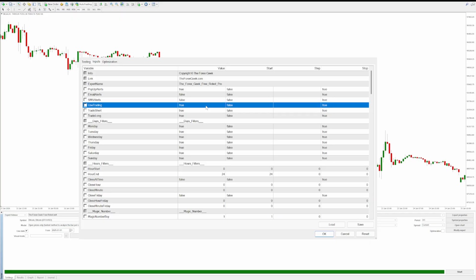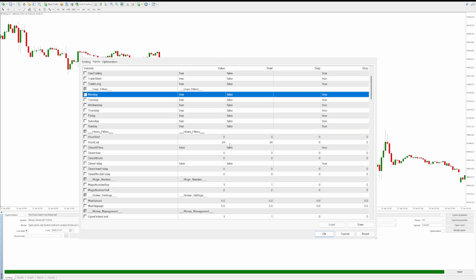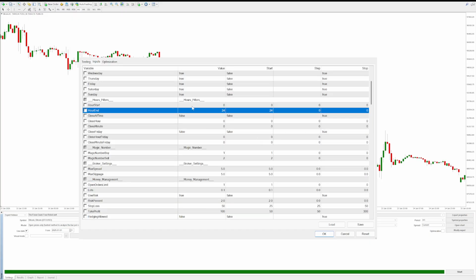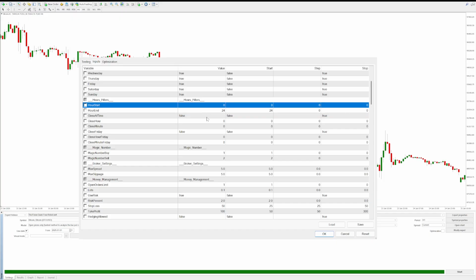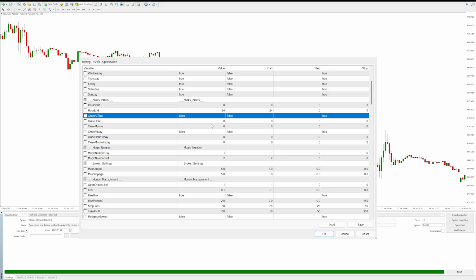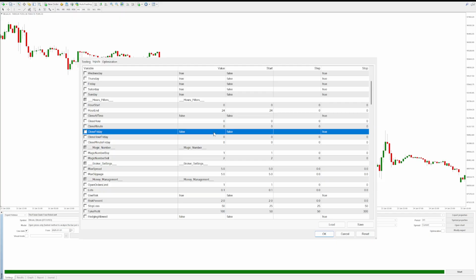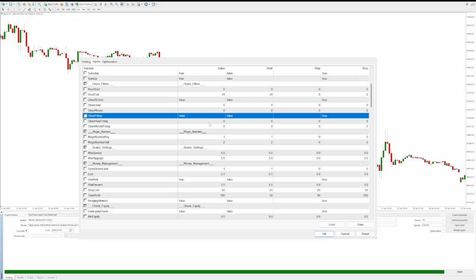Use trading. If you set this to true, the EA will actually place the trade for you, and this is good because you can combine use trading with alerts as well, so you can be alerted if there is a trade placed. Days filter, self-explanatory. Hours filter as well. Perhaps there's a particular trading session you want to trade, you can just amend the hours there. Close out time, so you can close at a certain time of the day if you want to perhaps avoid rollover or trading overnight. And you have the close Friday option as well if you want to close all trades prior to the weekend.